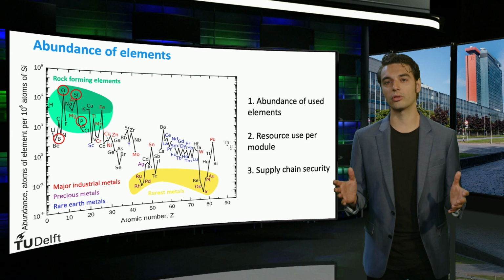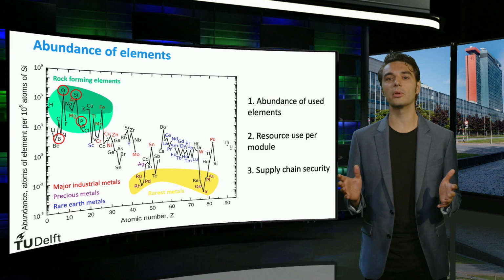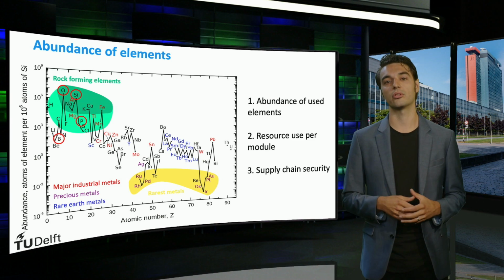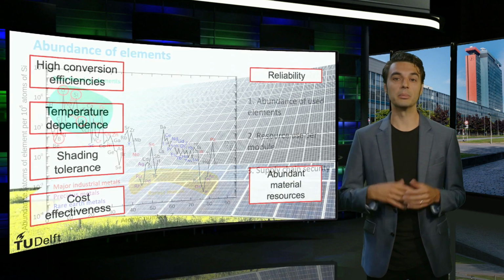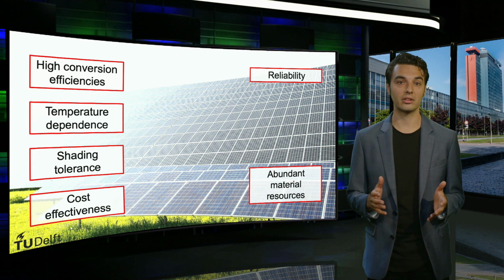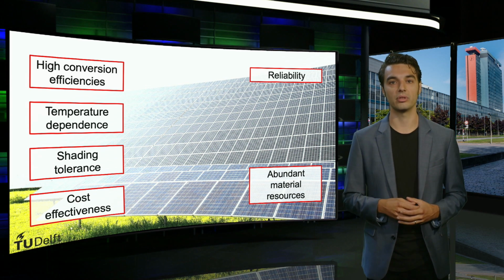In the second course of this program, we will discuss that the elements used for some of the other PV technologies are much more precious and rare. The material abundance is not the only PV metric that can affect the large-scale implementation of PV.